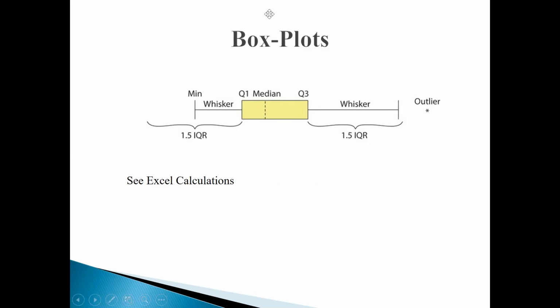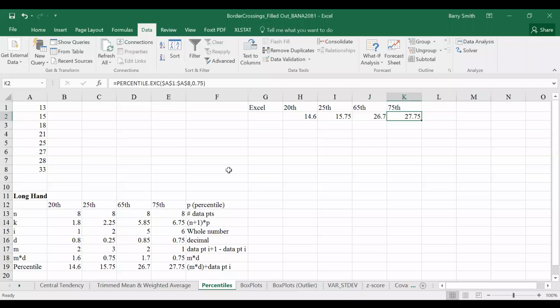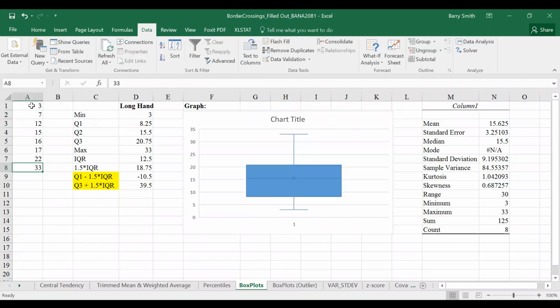Okay. Now let's go look at calculations again. So box plots, what do we need? Well, first we have our data. And we need to find the min, Q1, Q2, Q3, max. Then we need to do the IQR calculation, 1.5 times IQR calculation. Then Q1 minus 1.5 IQR, which gives us the thing going to the left, and the Q3 plus 1.5 IQR, which gives us going to the right.